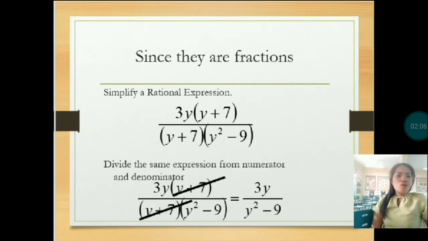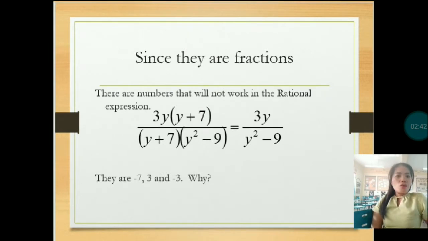So all we have to do is divide the same expression from numerator and denominator, and there exists a common factor between our numerator and denominator, which is y plus 7. So we are going to cancel out y plus 7 on our numerator and y plus 7 on our denominator. Then what remains is 3y over y squared minus 9. So it's just a short review on how we simplify a rational expression.